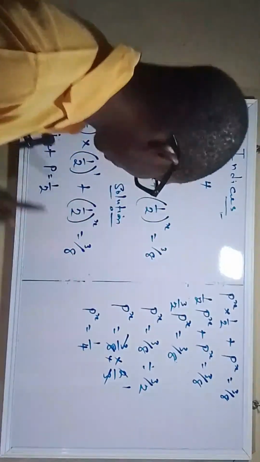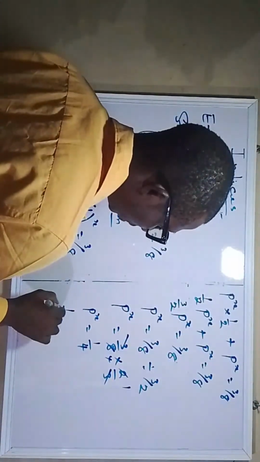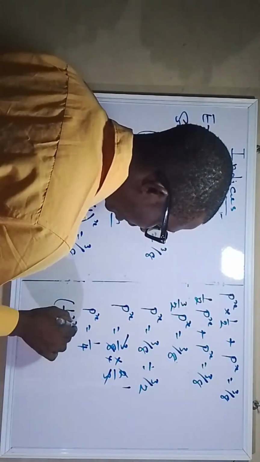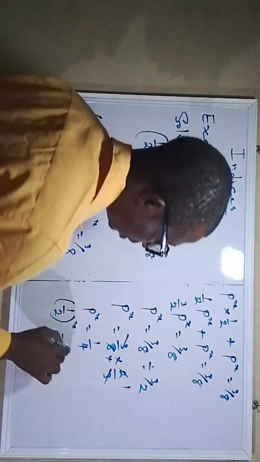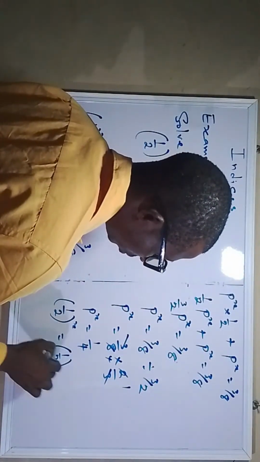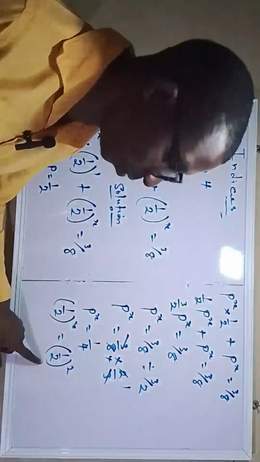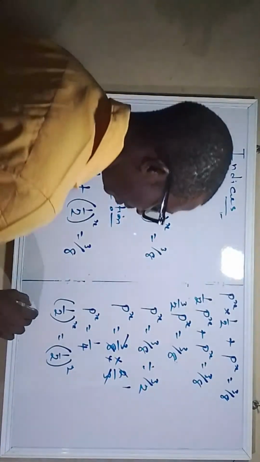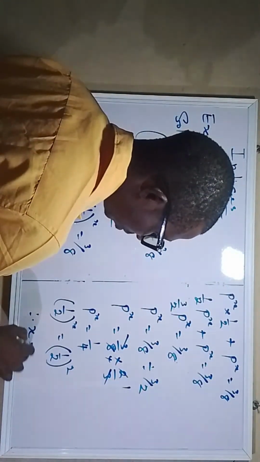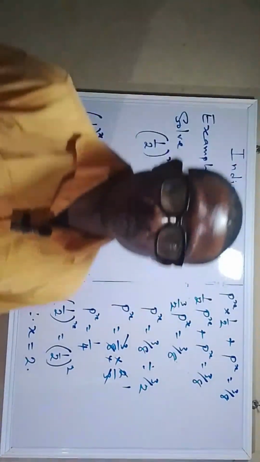And don't forget, p is 1 over 2. So this is 1 over 2 raised to the power of x equals, now this can be expressed as 1 over 2 raised to the power of 2. Okay, so the bases are equal, so you can equate the powers. So we now say therefore x equals 2. So that is the solution to this problem.